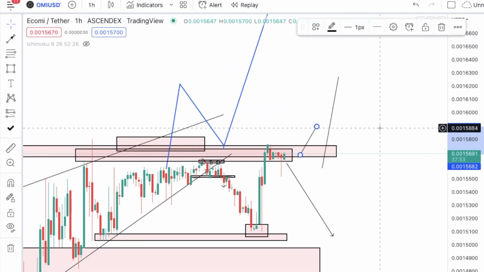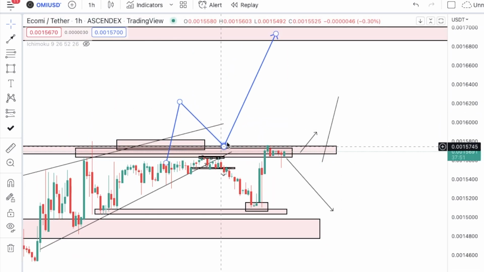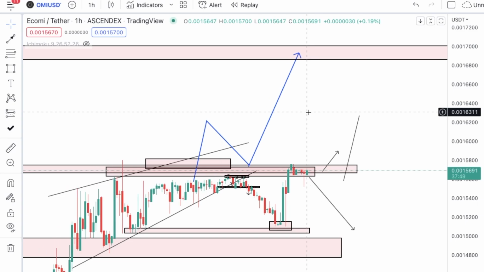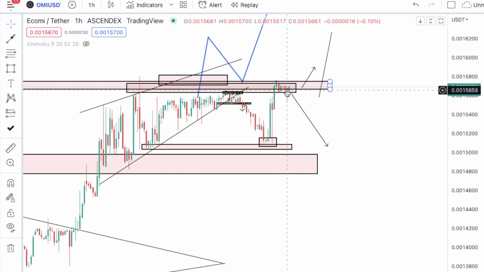If prices do break up, look at this blue line. We're going to look for the breakout retest confirmation, and we're going to go all the way towards the top. So right now we're at a key level of indecision. Let's wait for the break in order for us to buy.